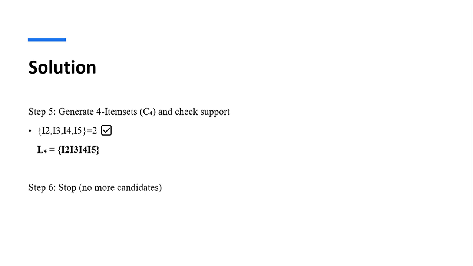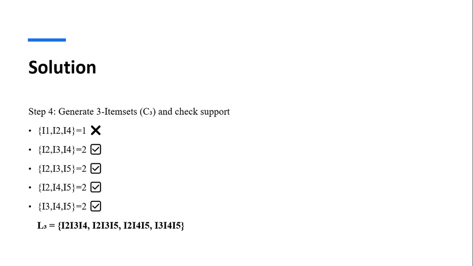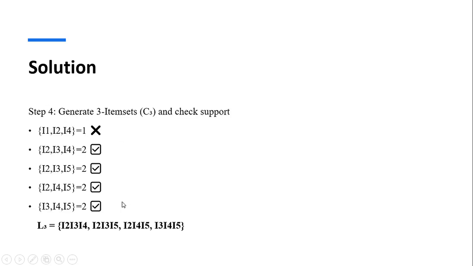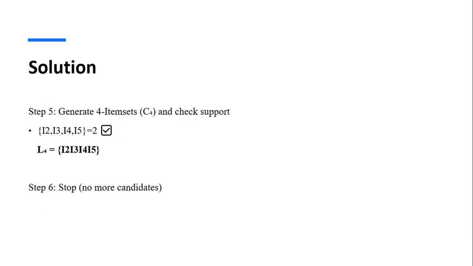And we have to check in how many transactions they are present. I2, I3, I4, I5 are present in 2 transactions. You can see in the second transaction and in the sixth transaction. So that's why the support count is 2. It is also satisfying our minimum support count. Our minimum support count is 2. So we have to check whether the item set is greater than or equal to the minimum support count or not. So yes, it is greater than or equal.